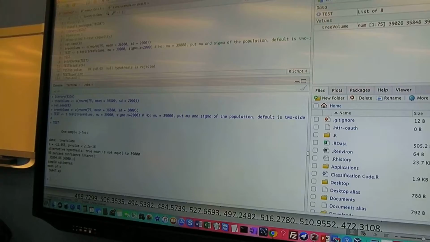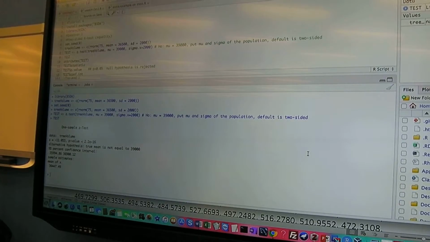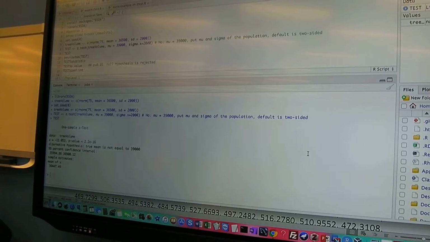So you say P is less than 0.05, null hypothesis is rejected. So what was my null hypothesis? That mu is equal to 39,000. So if you say null hypothesis is rejected, that means that mu is not equal to 39,000. Or you can state the alternative hypothesis now. If null hypothesis is rejected, then you can state the alternative hypothesis. You can say that mu is not equal to 39,000. Okay, so that was a way to read the test just by looking at the results of the test.